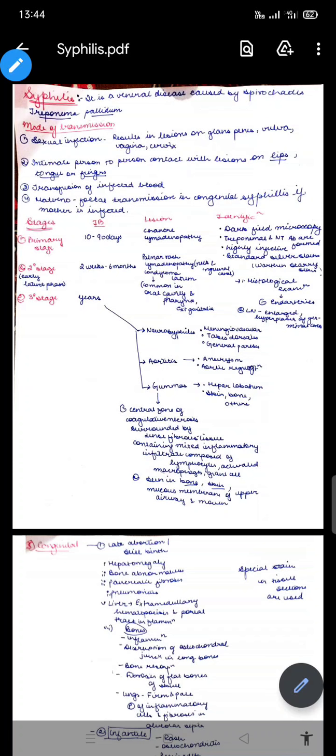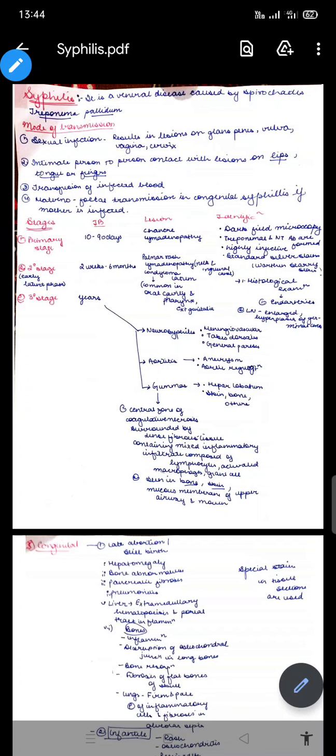Now, the most important part in syphilis, especially in pathology, is the stages. You must write these in your exam. So, there are three stages. Coming on to the first stage, which is the primary stage, it lasts for 10 to 90 days. The lesions appear in about 21 days. The lesions associated with the primary stage are chancre and lymphadenopathy. Lymphadenopathy is the enlargement of the lymph nodes, whereas the chancre will further convert into an ulcer.